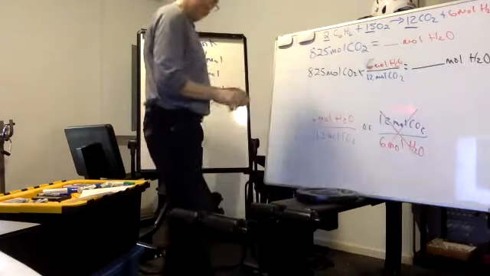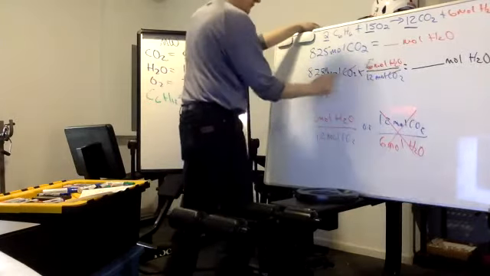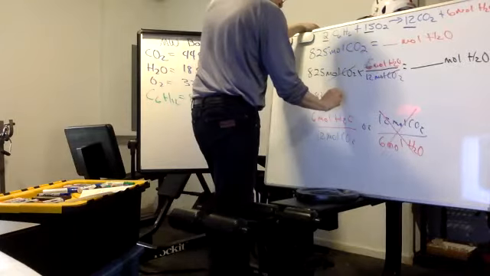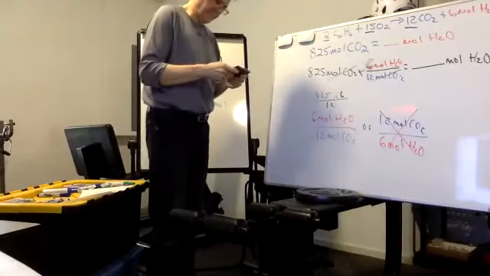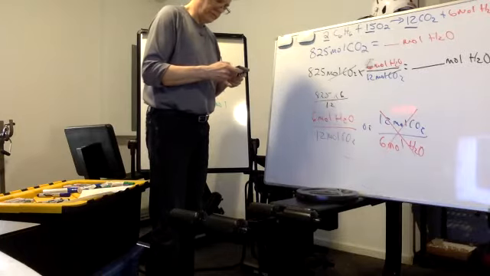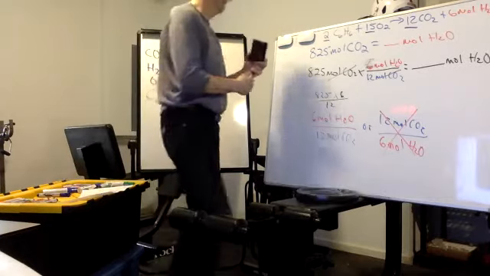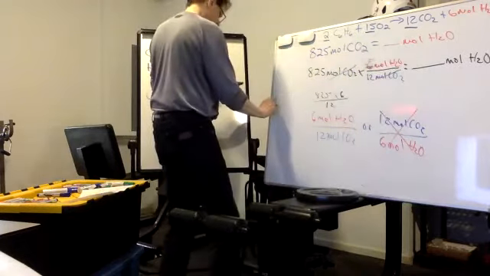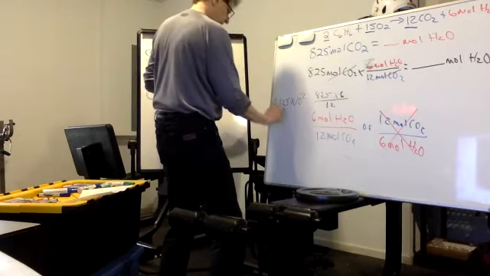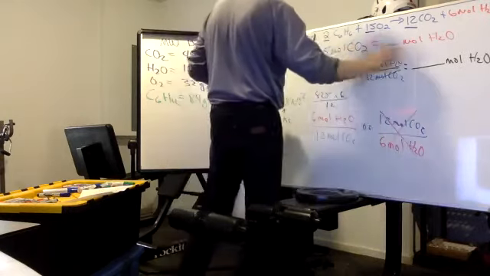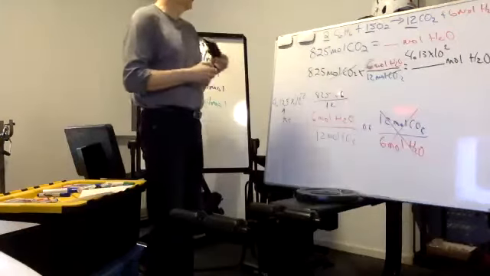So my knockout is going to be 825. We'll check the units first. Mole cancels, we're good. 825 times 6 divided by 12. Come out with my raw, which is going to be 4.125 times 10 to the second, 3 sig figs, 1, 2, 3. There's my round spot. I'm going to round that up to 4.13 times 10 to the second mole H2O.